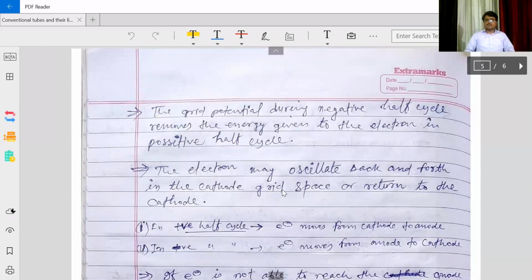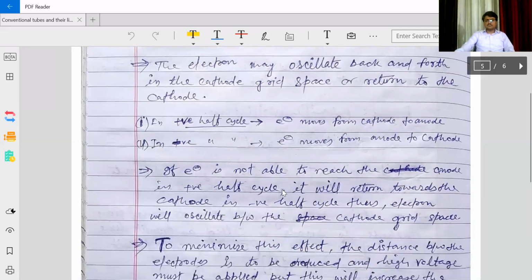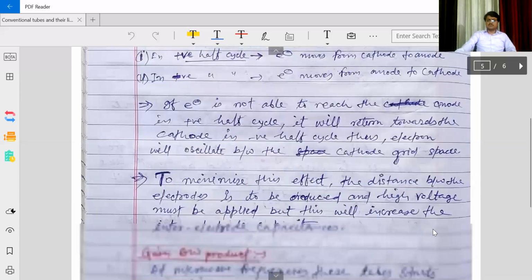The grid potential during the negative half cycle removes the energy given to the electron in the positive half cycle. So that is very simple. In positive half cycle, electron moves from cathode to anode, and in negative half cycle, electron moves from anode to cathode. If electron is not able to reach the anode in positive half cycle, it will return back towards the cathode in negative half cycle. Thus, electron will oscillate between the cathode and the grid.